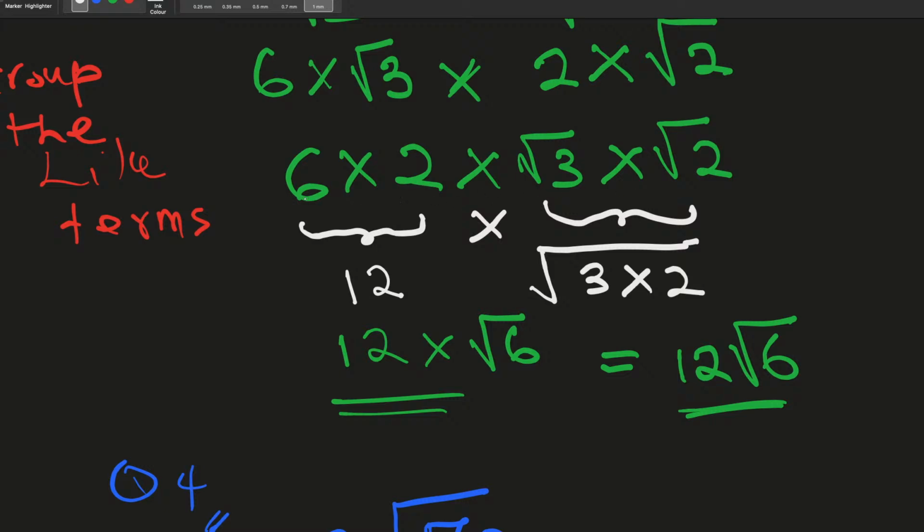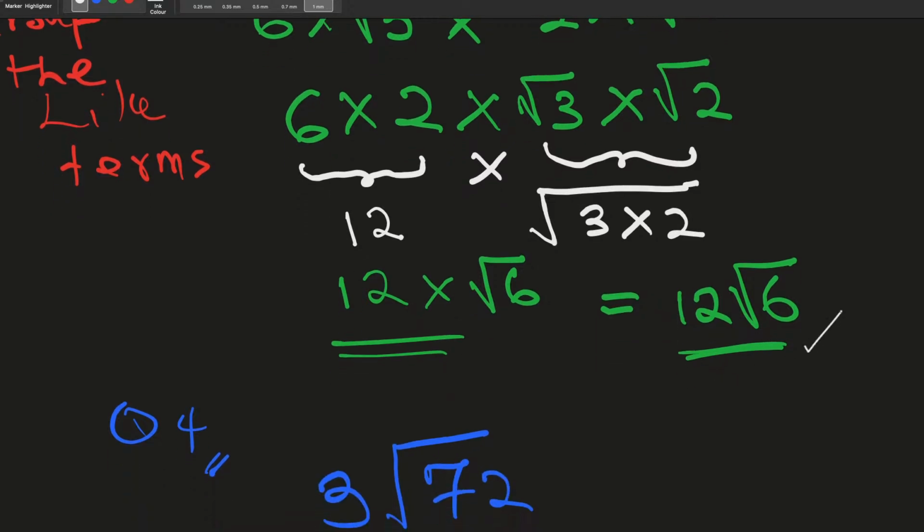And we know when we multiply 6 times 2, we get 12. Okay, this root 3 times root 2, we apply the principle of surds. Since they're all surds, we say this is root of 3 times 2, and we know that will be 6. So that gives us root 6. And 12 times root 6 can be written as 12 root 6. So that was the answer.